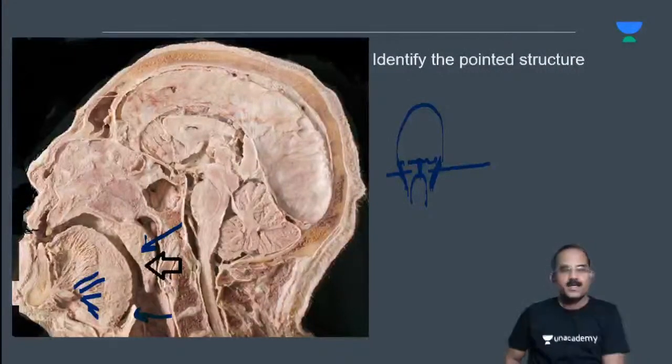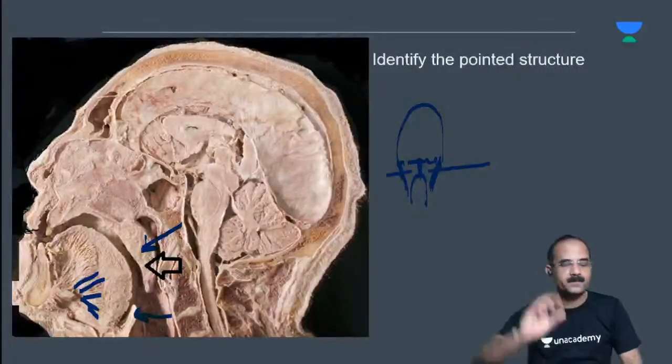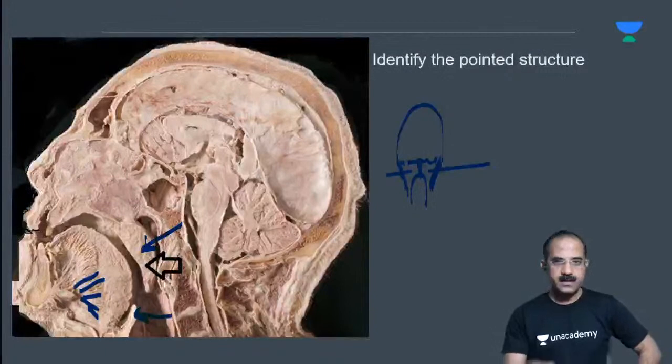Vallecula. Right. So median and lateral glossoepiglottic folds, and the depression in between is the vallecula. Fine, clear? I'll just come back to this.